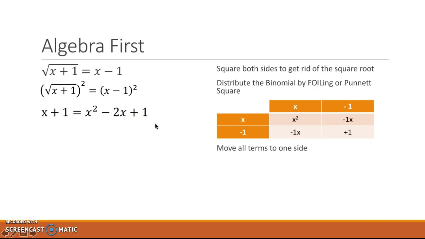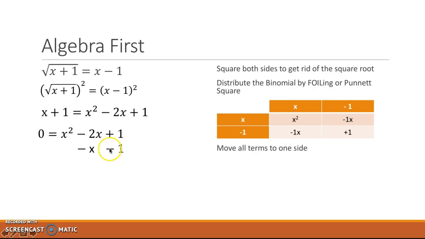So moving on, as we can see here, this actually turned into a sort of quadratic equation. So we know the way to solve quadratic equations is we need to move all terms to one side. So we're going to have to move this x and the 1 over to the right side, and the way we're going to do that is that we're going to subtract x from both sides and also subtract 1 from both sides.